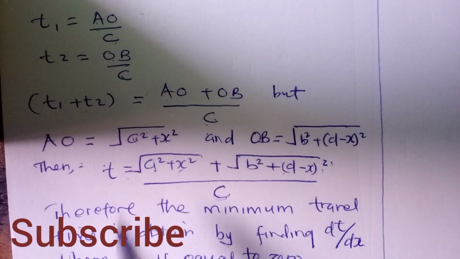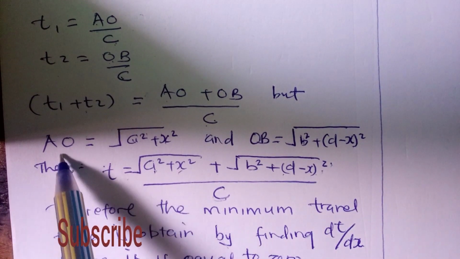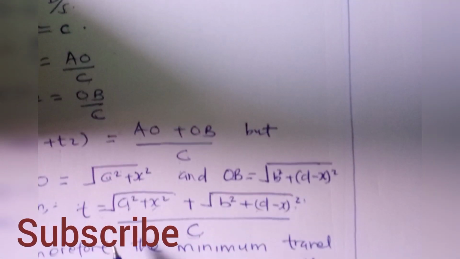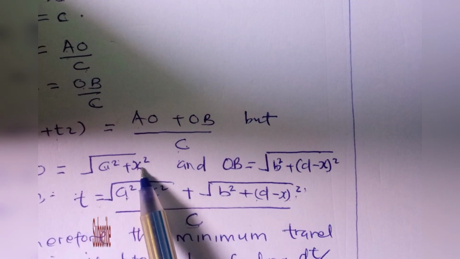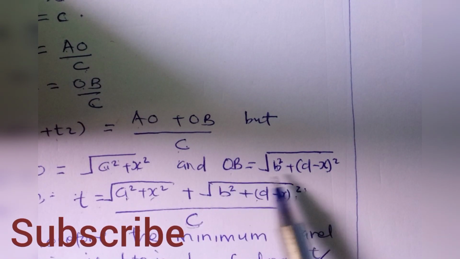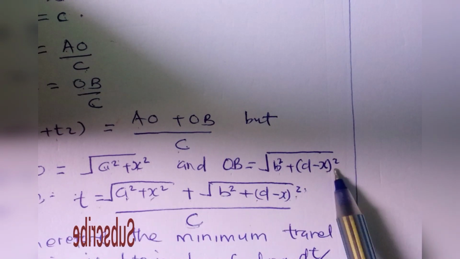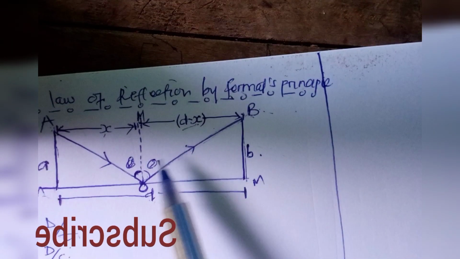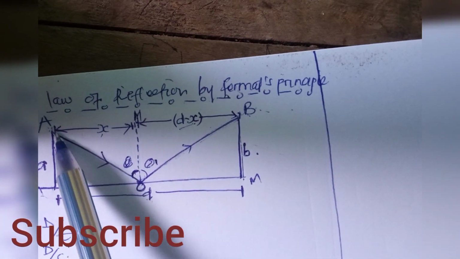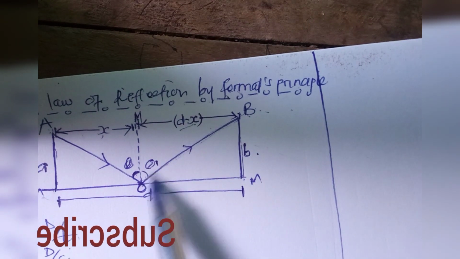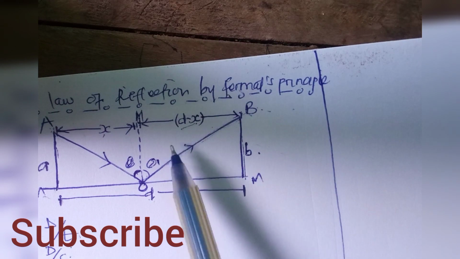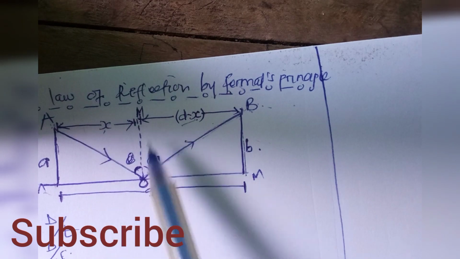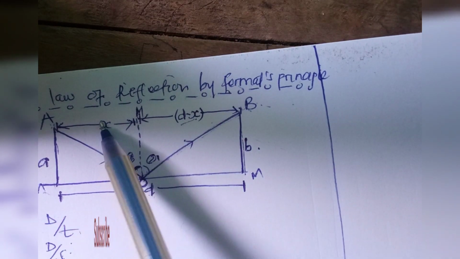So here, from Pythagoras theorem, from our diagram, we can deduce that AO is given by the square root of A squared plus X squared. Then OB is given by the square root of B squared plus D minus X squared. This is from our knowledge of Pythagoras theorem. You see, this is a right angle triangle. So we use this to find this distance. We have this distance A, and we have this X. This will be our height, and this will be our base.